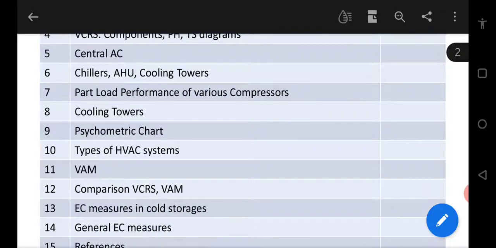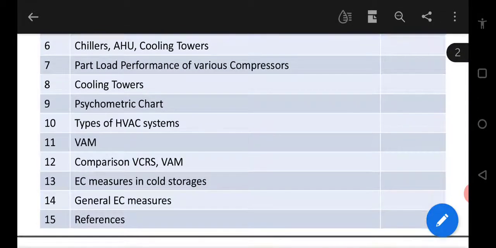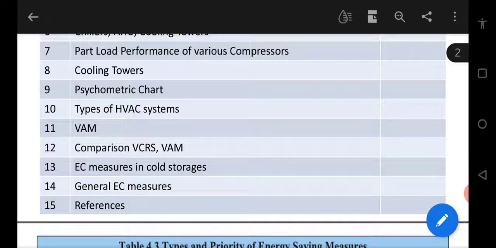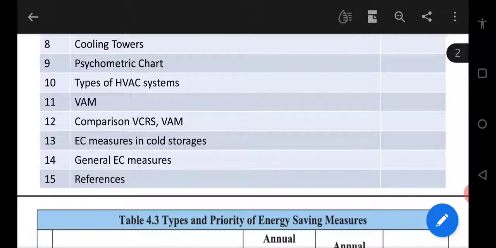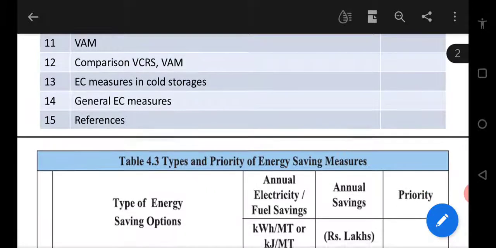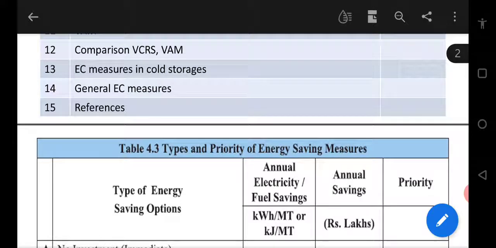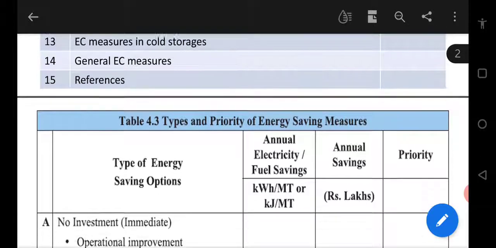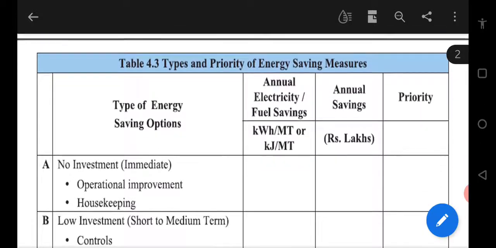Then part load performance of various compressors. We'll see cooling towers, a psychrometric chart briefly we'll touch upon. Then types of HVAC systems, then vapor absorption machines, that is vapor absorption refrigeration system. Then we'll see a comparison between VCRS and VAM, compression refrigeration versus absorption refrigeration, and some measures for energy conservation, cold storage, and the references.